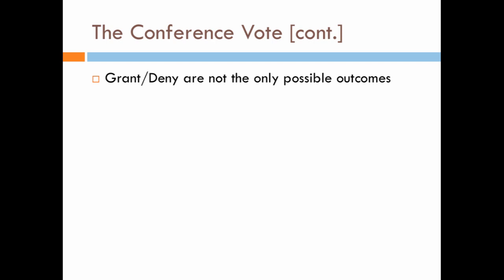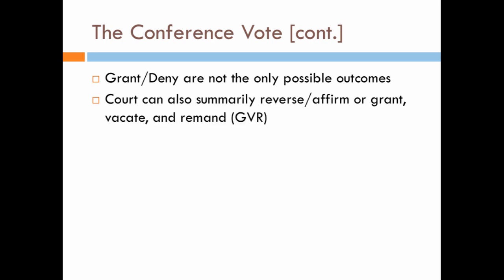Beyond granting or denying, the court can also grant, vacate, and remand, or GVR a petition because of a recent decision. In layman's terms, this means that the court sends the case back to the lower court for review because the Supreme Court recently issued a decision in a different case that has implications for the one at hand. Additionally, in an extreme case, the justices could decide to summarily reverse the decision of the lower court, which means they overturn the lower court's decision without a full hearing in the case.